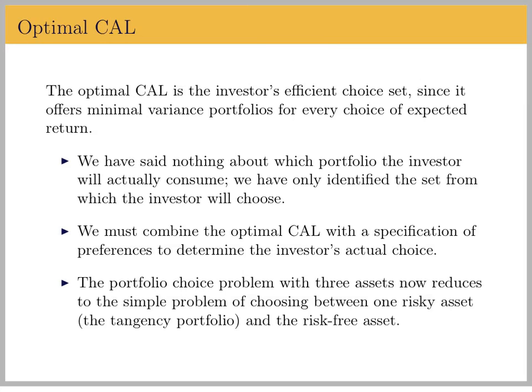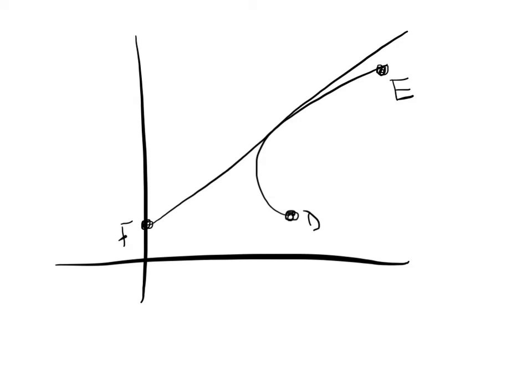And so the portfolio choice problem with 3 assets now reduces to simply choosing between one risky asset, which is the tangency portfolio, and the risk-free asset. So if we draw the picture again, now we've got this D and E and some risky frontier connecting them. Then we've got F, that's E and this is F, and we have a CAL. Well, this is now the frontier, the efficient frontier of portfolios.